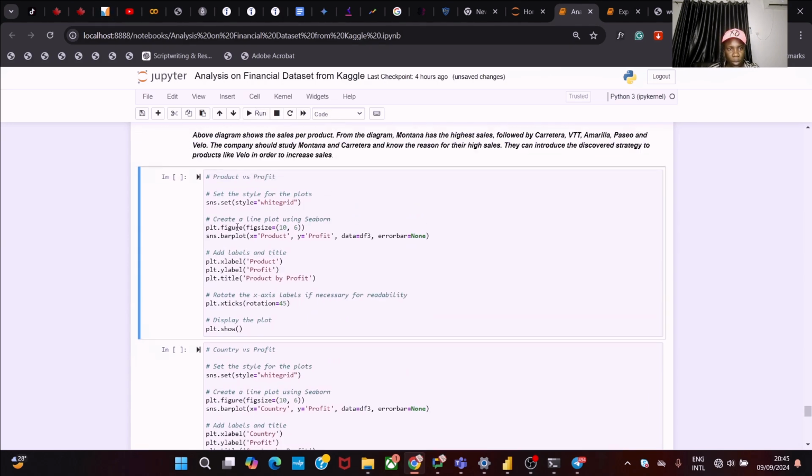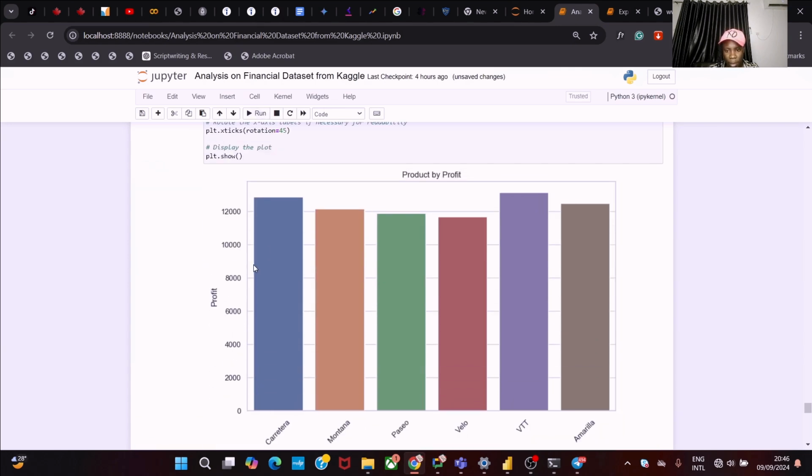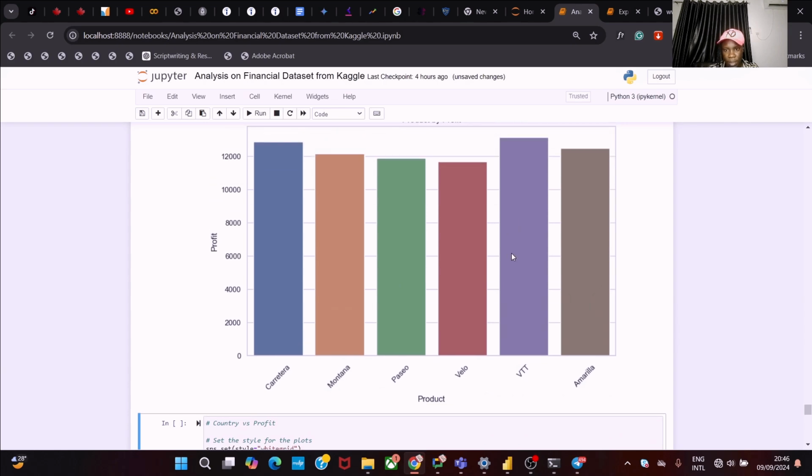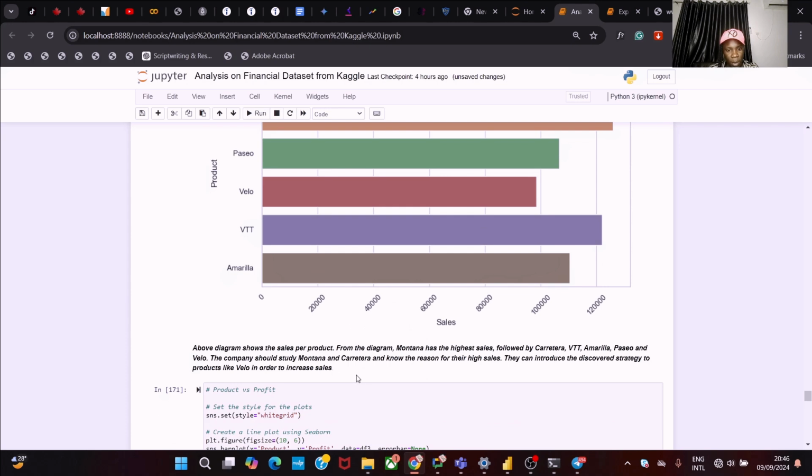So the next thing we are going to be looking at is products versus profits. In this visual, we are trying to find the products with the highest profit margin. So when we go ahead and do this, one thing you should notice is that the product with the highest profit is VPT, while the product with the highest sales is Montana.